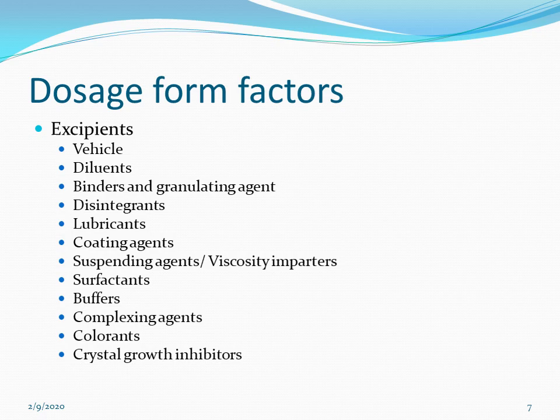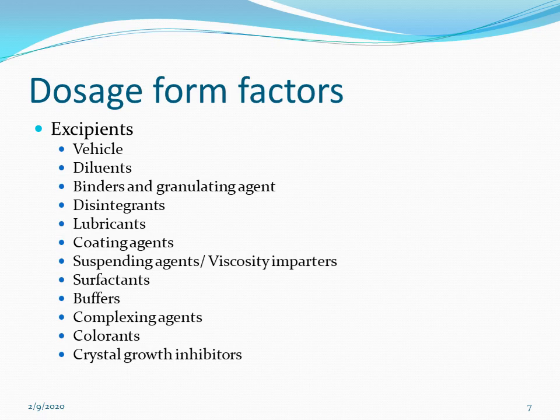Next excipient, that is the disintegrants. Disintegrants are the agents which promote the disintegration of the solid dosage form and thereby the dissolution and the absorption of a drug. For example, cellulose derivatives, starch, microcrystalline cellulose, then croscarmellose sodium, sodium starch glycolate, and so on.